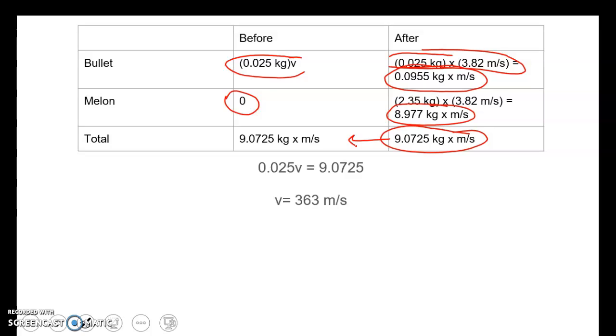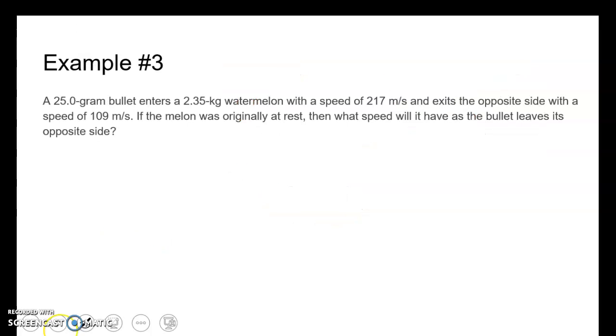So I know that if I take mass times velocity plus 0, I will get that answer. So taking the 0 out of the equation, I get this equation here, divide by 0.025, and I get a velocity of positive 363 meters per second, which means the bullet was traveling to the right that fast, which is pretty fast, and that's what you'd expect out of a bullet. That's quite a slowdown for the bullet, thick watermelon.